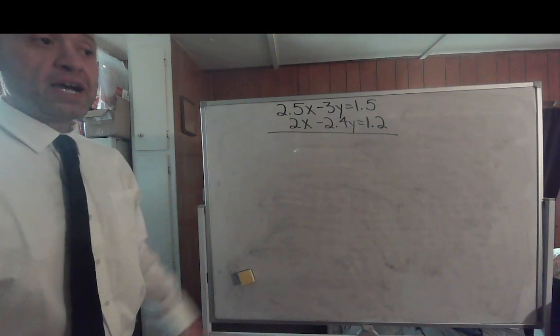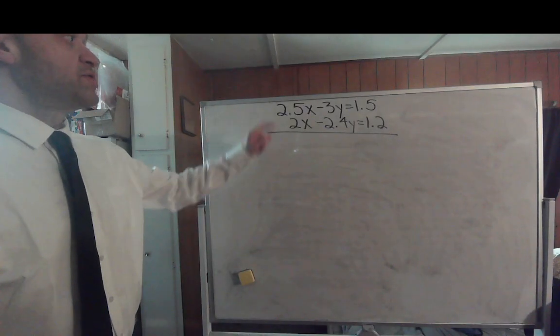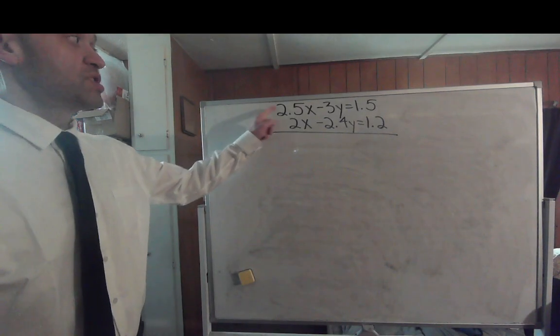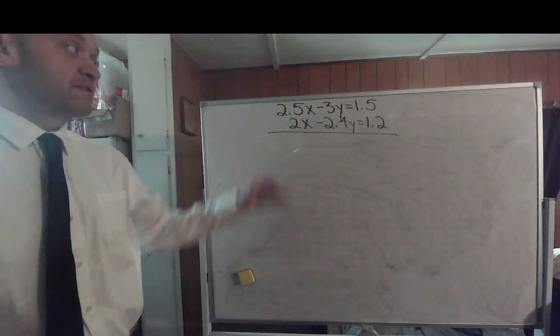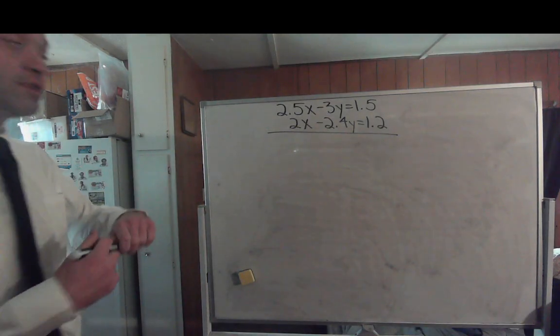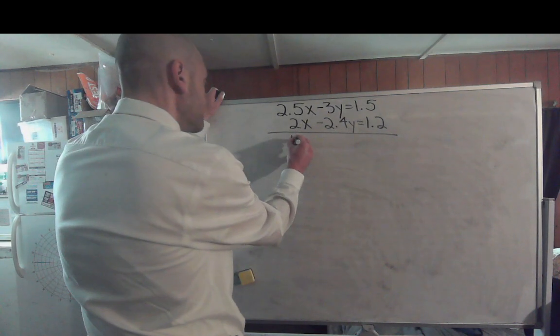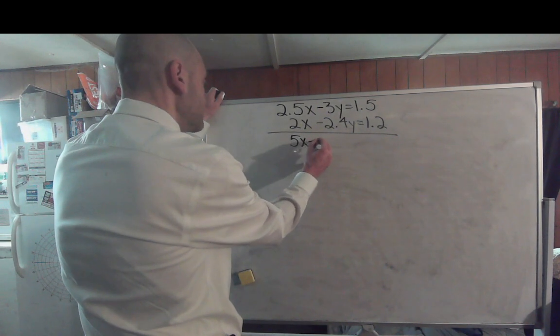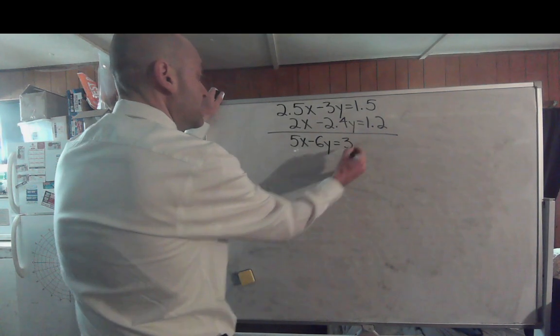Just like with fractions, our goal should be to get rid of the decimals. If you look at the first equation, you just have 0.5s for your decimals, so you could simply multiply the first equation by 2 to get rid of them. If you do that, the first equation turns into 5x minus 6y is equal to 3.